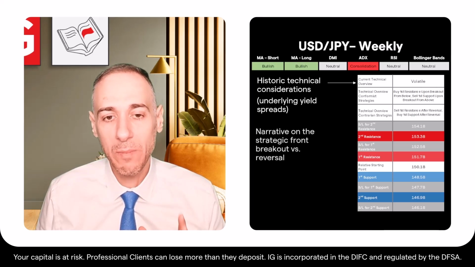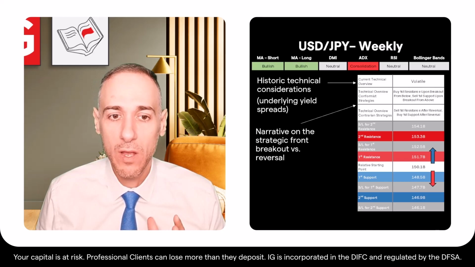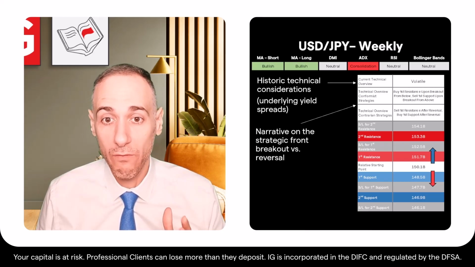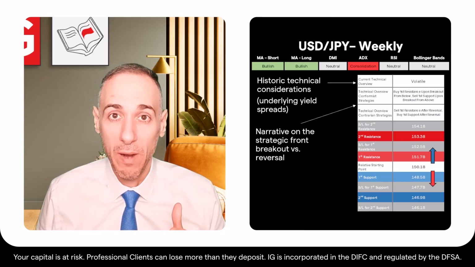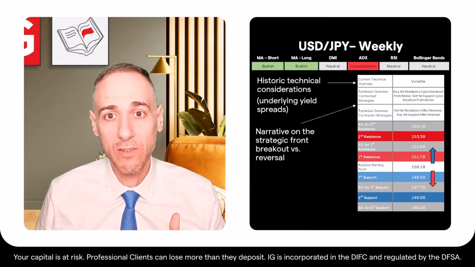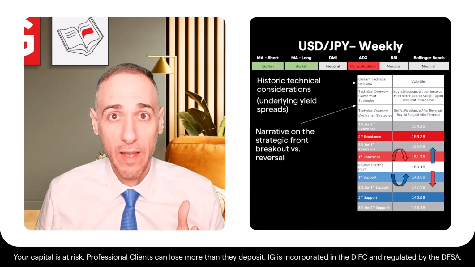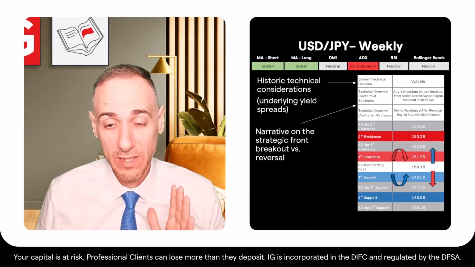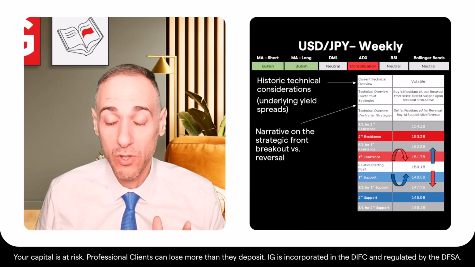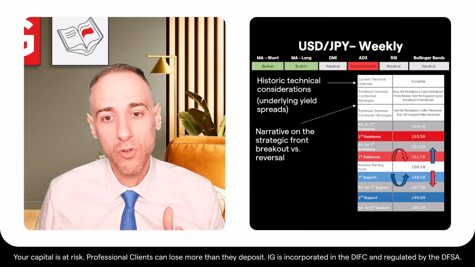But owing to historic technical considerations as well as underlying yield spreads, the overview is a bit more volatile, and that means that on the strategic front, the narrative is breakout versus reversal. Conformist strategies being buy breakouts off the first resistance, sell breakouts off the first support. Contrarians being sell after a reversal, not a significant one. This isn't a cautious consolidation overview like we saw with EUR/USD, but selling after a reversal off the first resistance or buying after a reversal off the first support.